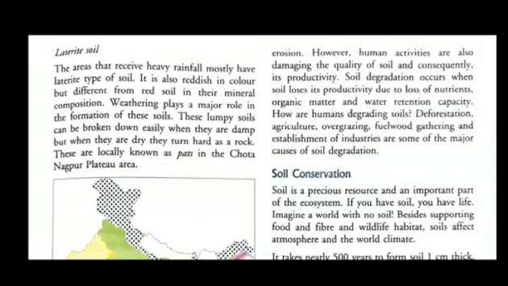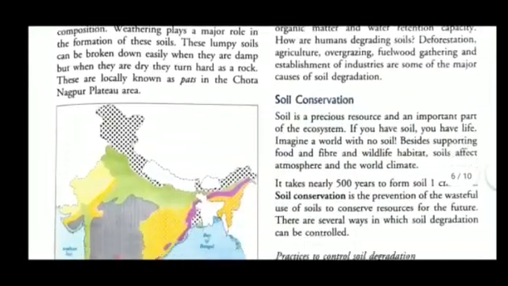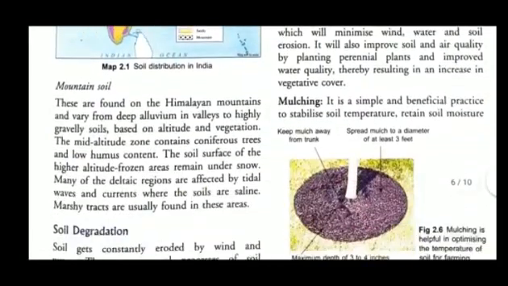Now let's talk about mountain soil. Students, this soil has a less developed soil profile and is mainly found in the valleys and hill slopes of the Himalayas. This soil has very low humus and is acidic in nature. Orchids, fodder, legumes are grown in this soil.